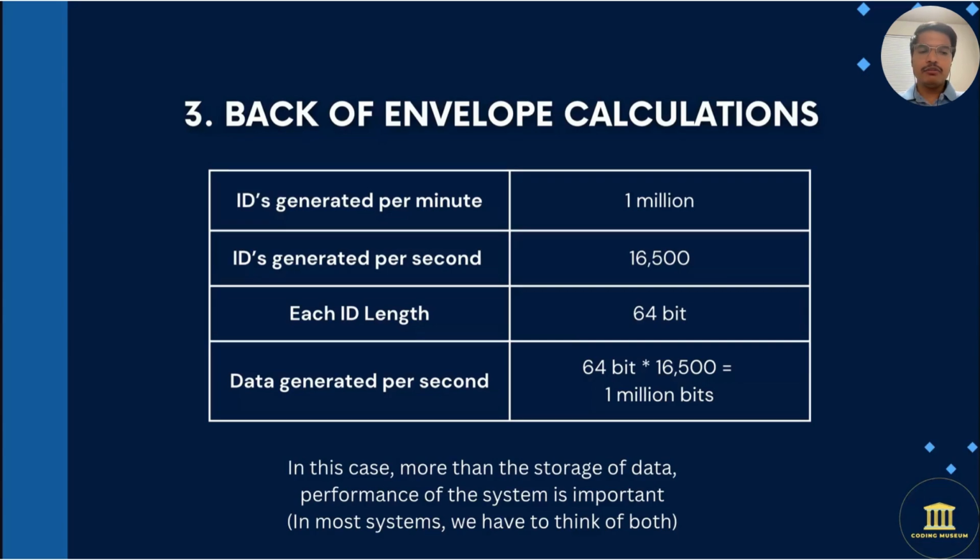While storage is always a consideration, in this case, the performance of the system is far more important because we won't be actually storing the IDs, rather generating them. The ID generation process must be fast, efficient, and highly available to keep up with the demand. And in most systems, we need to balance both storage and performance, but here performance takes the priority.